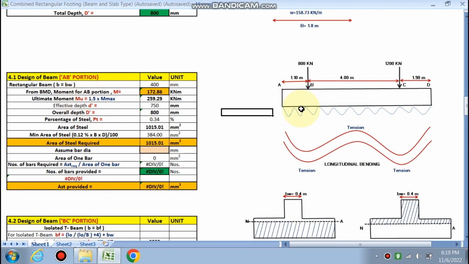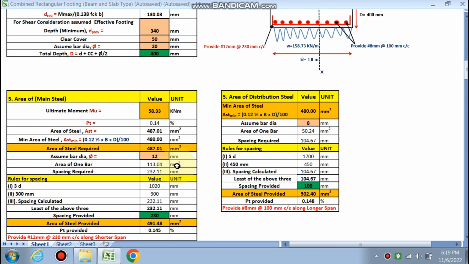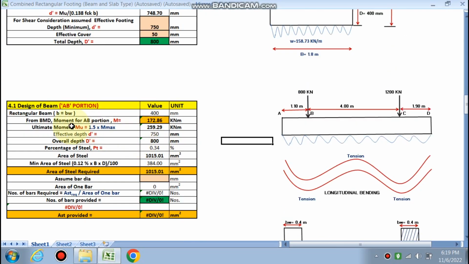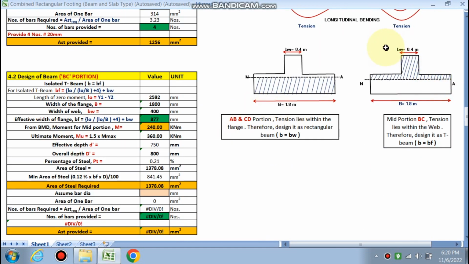Now we are going to design the AB portion. The bending moment of the AB portion is 172.86. You can see that this is 172.86. This is MU, the ultimate moment, for which we have to design. Effective depth we have is 750 and overall depth is 800 mm. PT required is 0.34, and AST required is this much. All the formulas have been inserted here. Minimum area is 384, so we have to take the higher value. If you choose 20 mm dia bars, 4 numbers are required for the AB portion in the bottom portion.